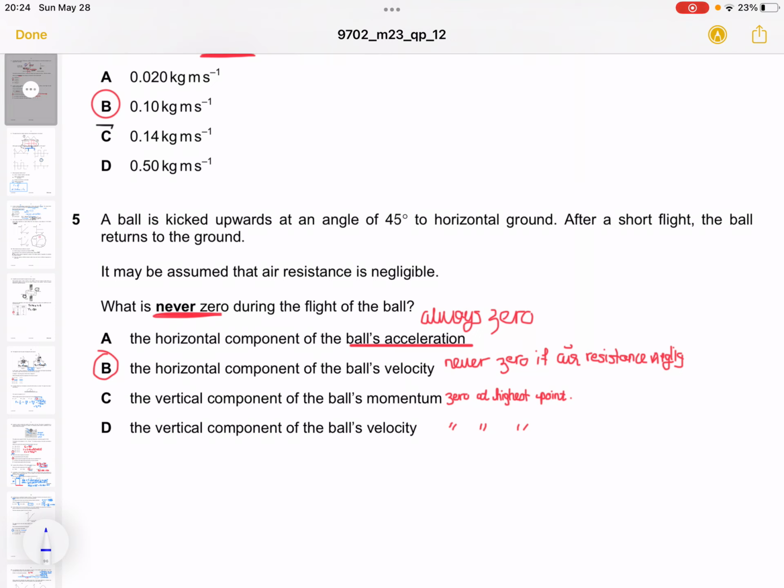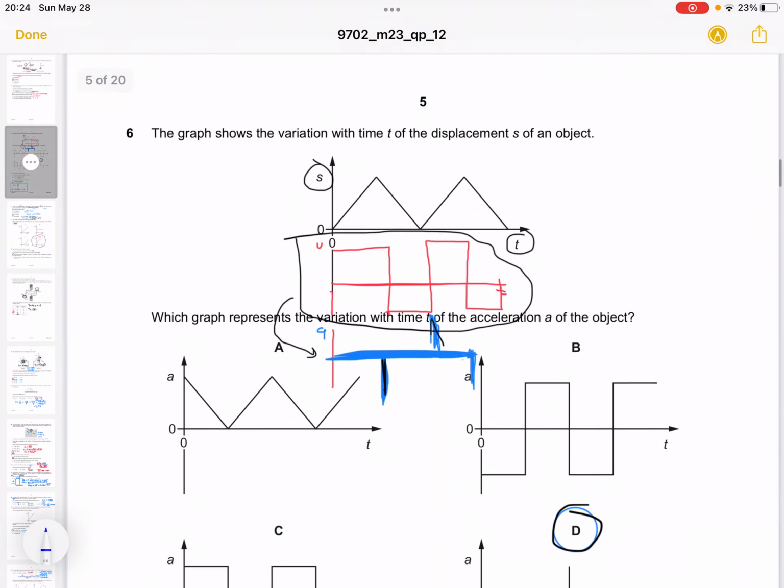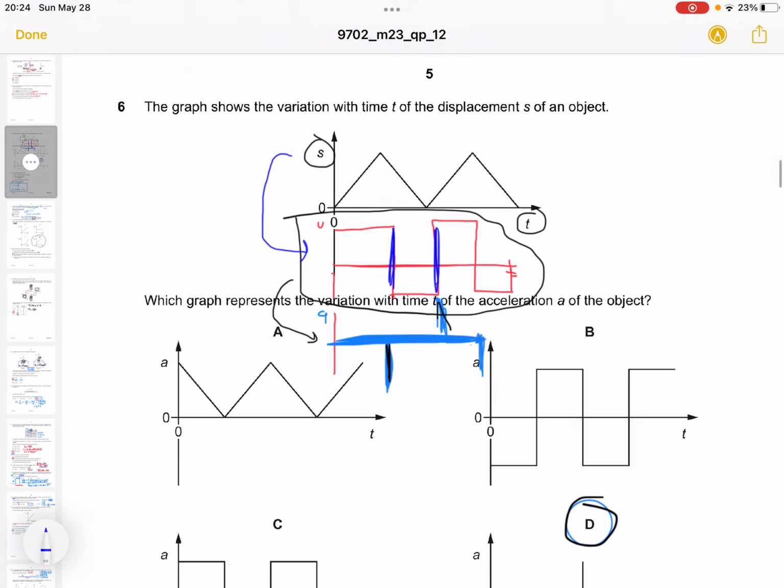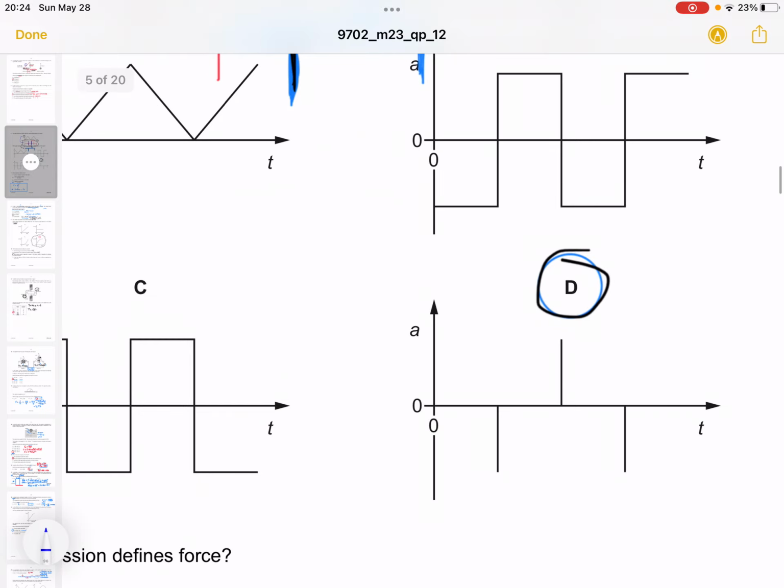So question number 6 says that the graph shows the variation with time t of the displacement s of an object. Displacement time is given, we need to find the acceleration time. From this displacement time, the velocity time is this, and from this velocity time, the acceleration time would be a zero line, but with spikes at these intervals. So D is the appropriate answer.